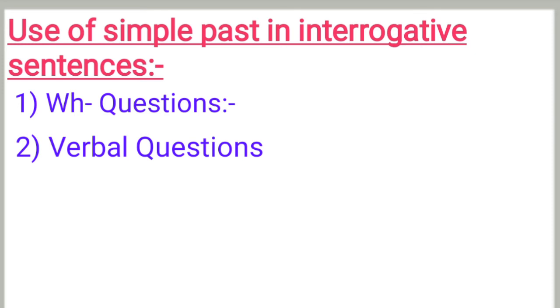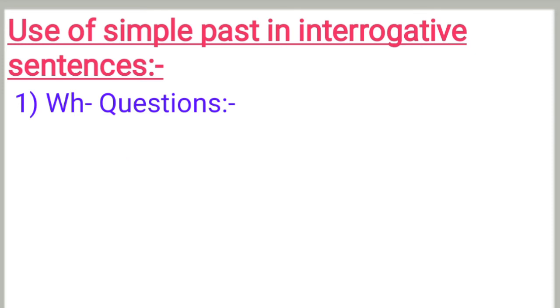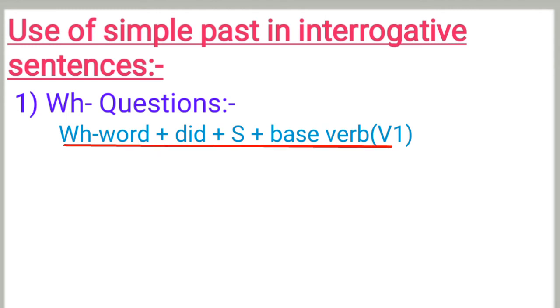So first let's begin to use simple past tense in WH questions. For making WH questions of simple past tense, we have to use the following structure. The structure is WH word plus did plus subject plus base verb, means verb first form. Then after verb first form, it will have any remaining part of the question, and finally a question mark at last.